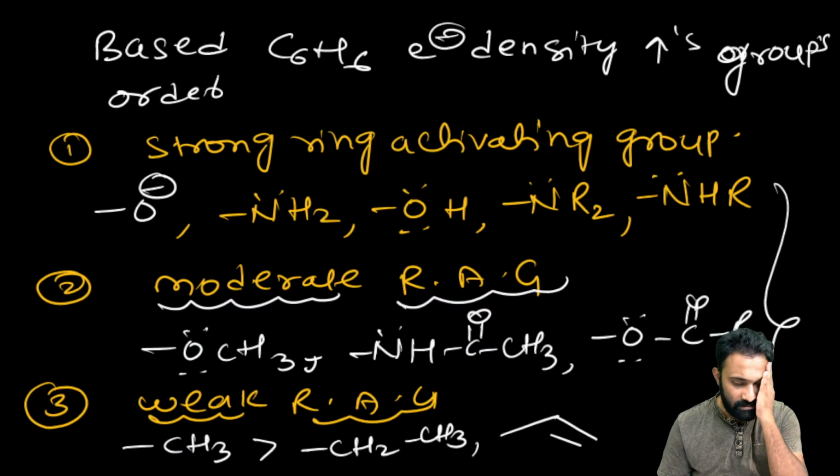Yes, they show the plus M and the minus M. Now I will write some compounds. Now you have to tell me the order. Which one will increase the electron density at ortho and para? Which groups will decrease the electron density at ortho and para?